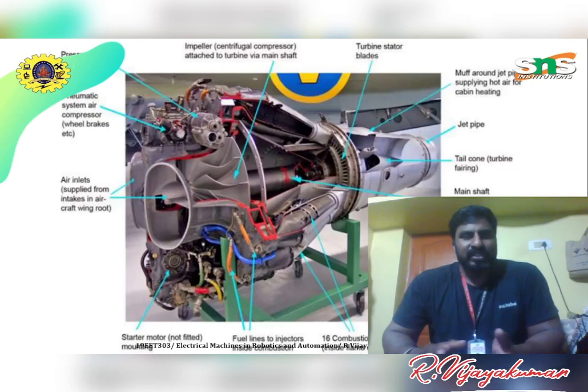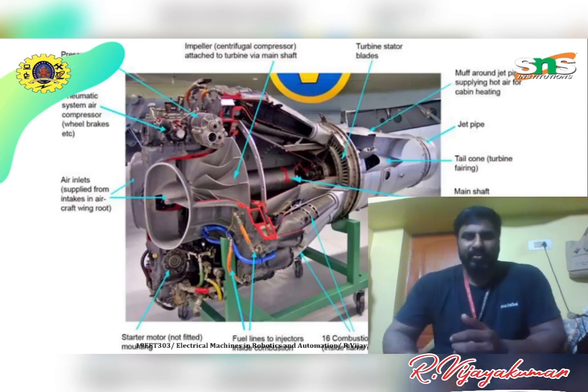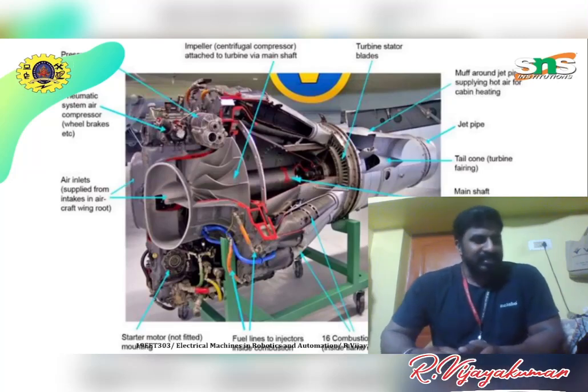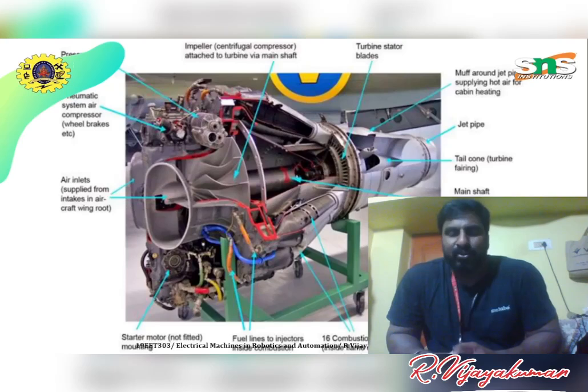We are using a centrifugal compressor attached with the turbine via the main shaft, and the turbine stator blades are also attached. Muff around jet pipes supply the hot air for cabin heating, and there are also jet pipes, the tail cone turbine framing, and the main shaft connecting the impeller and the turbine. In this function we are using servo drives because we need high power, high speed, as well as low torque combinations. We need servo drives.